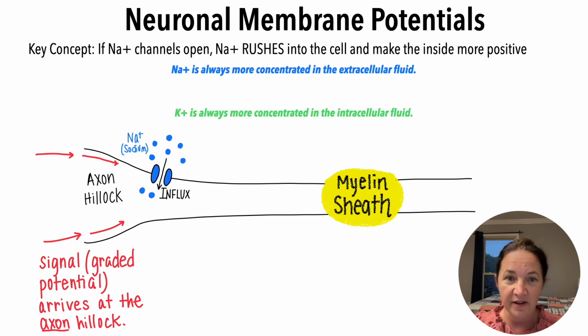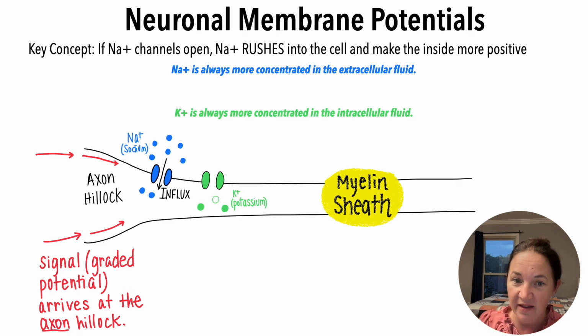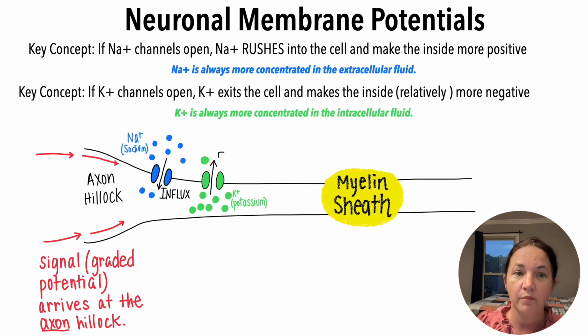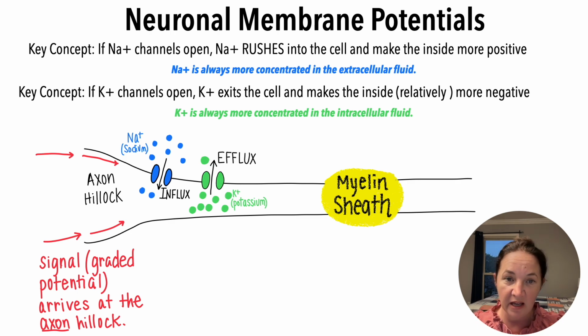The same pattern is seen, but in opposite, with potassium, which is always more concentrated inside the cell in what we call the intracellular fluid. So in this case, I'm putting a potassium channel on here in green. Potassium is more concentrated inside of the cell. And then what will happen is if one of those potassium channels opens, potassium is going to leave the cell. And we call that efflux. So influx for the sodium coming in and efflux for the potassium going out.